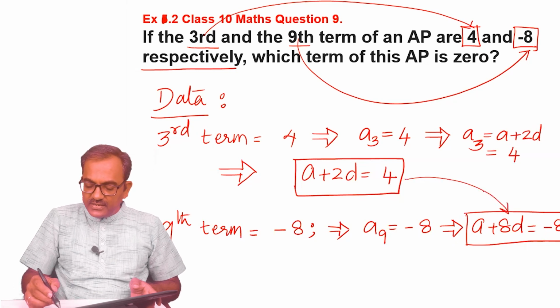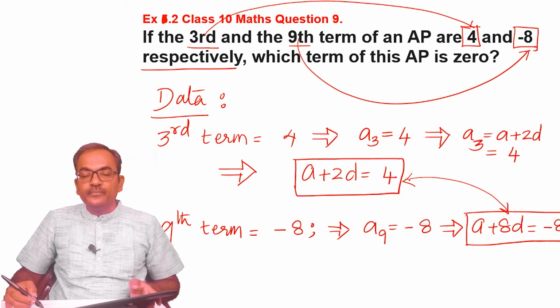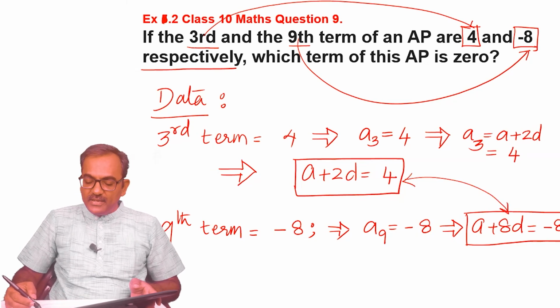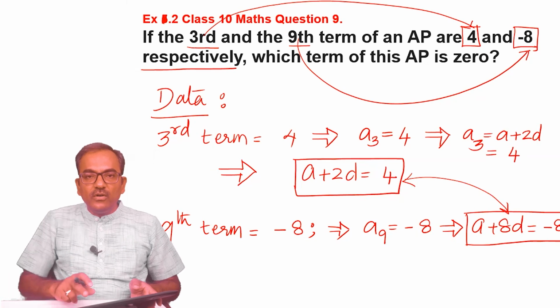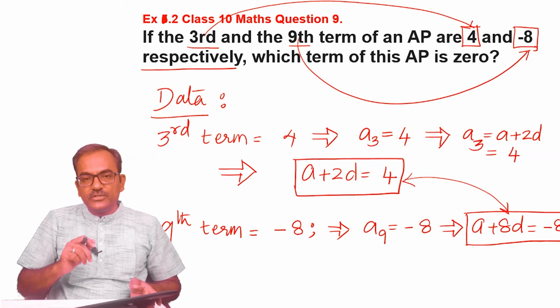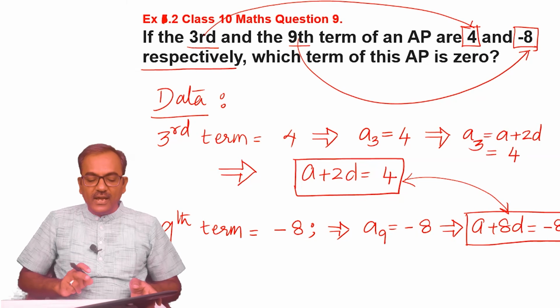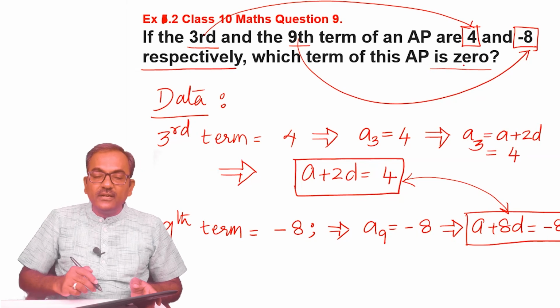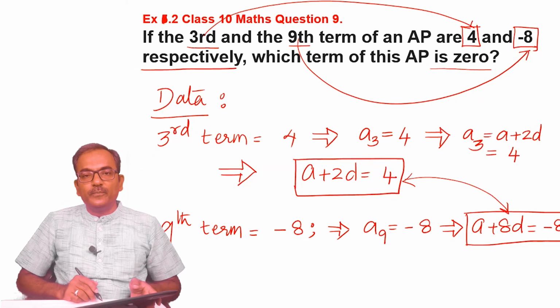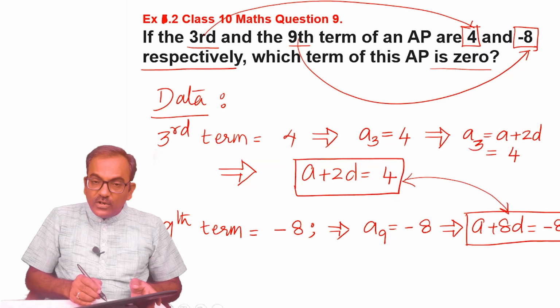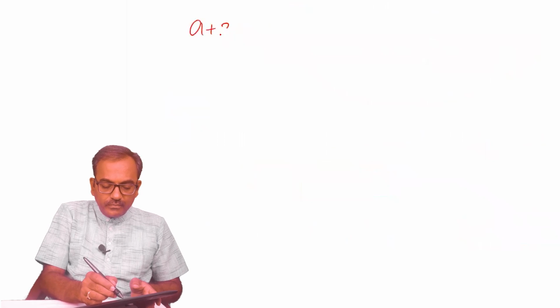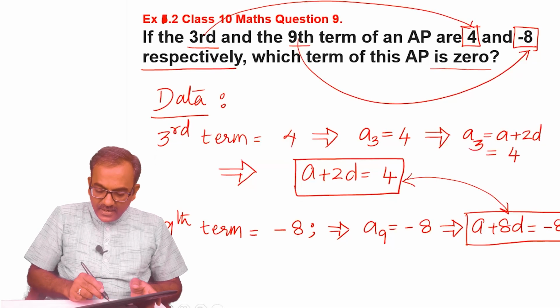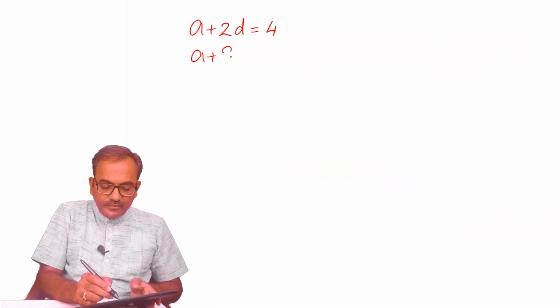So we need to establish the relationship between a plus 2d is equal to 4 and a plus 8d is equal to minus 8. By solving these two simultaneous linear equations, we will be solving for a and d. Then we need to find out which term of this AP is 0. Now let's move. Here we have a plus 2d is equal to 4, and a plus 8d is equal to minus 8.